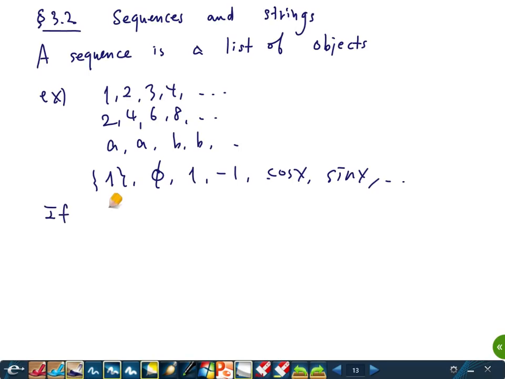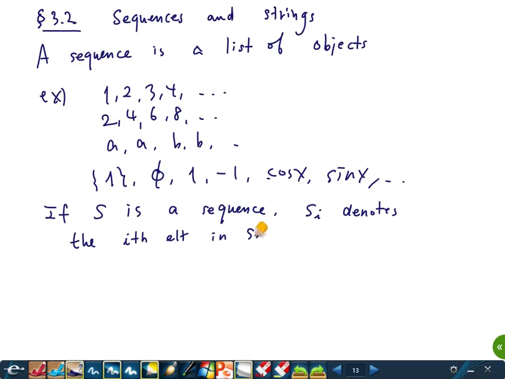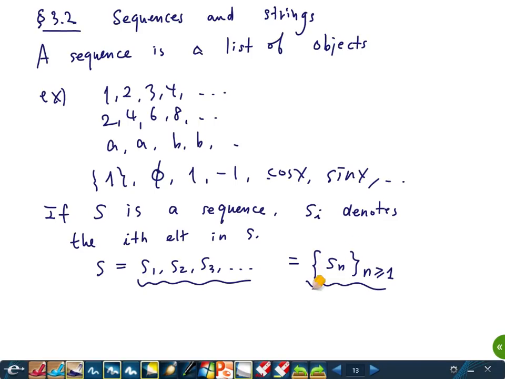If S is a sequence, then S_i denotes the ith element in S. In other words, we understand a sequence as S_1, S_2, and so on. Or, because that is quite long, we sometimes write S_n, where n is from 1 up to infinity. So a sequence can be represented by listing the objects or by listing the formula for the nth object.